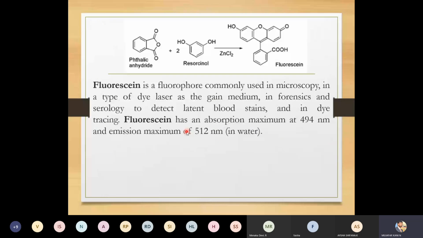Then how to prepare the fluorescein? This is a common preparation of fluorescein. It is prepared from phthalic anhydride and resorcinol. In the presence of zinc chloride, we may get fluorescein. But here we want to prepare the fluorescein indicator. Fluorescein has an absorption maximum at 494 nanometers and an emission maximum of 512 nanometers in water.